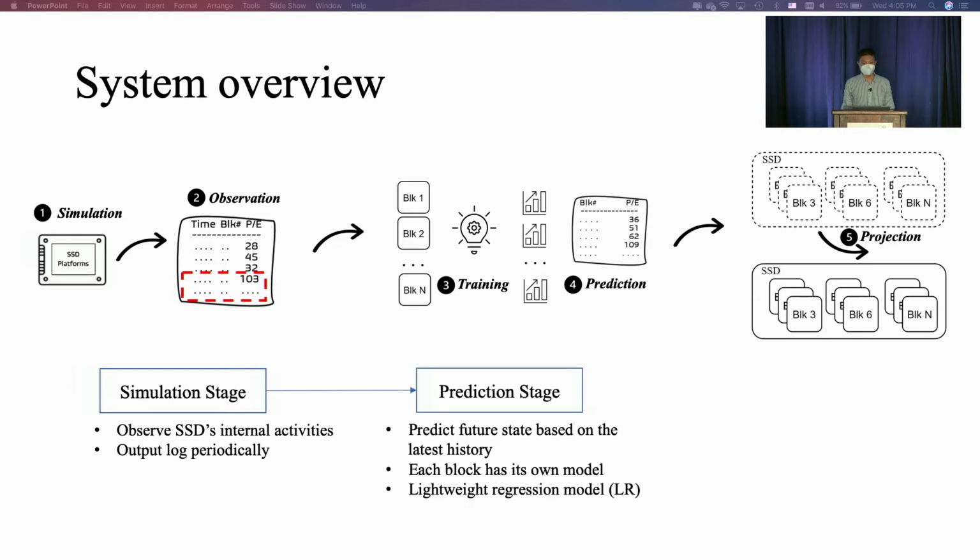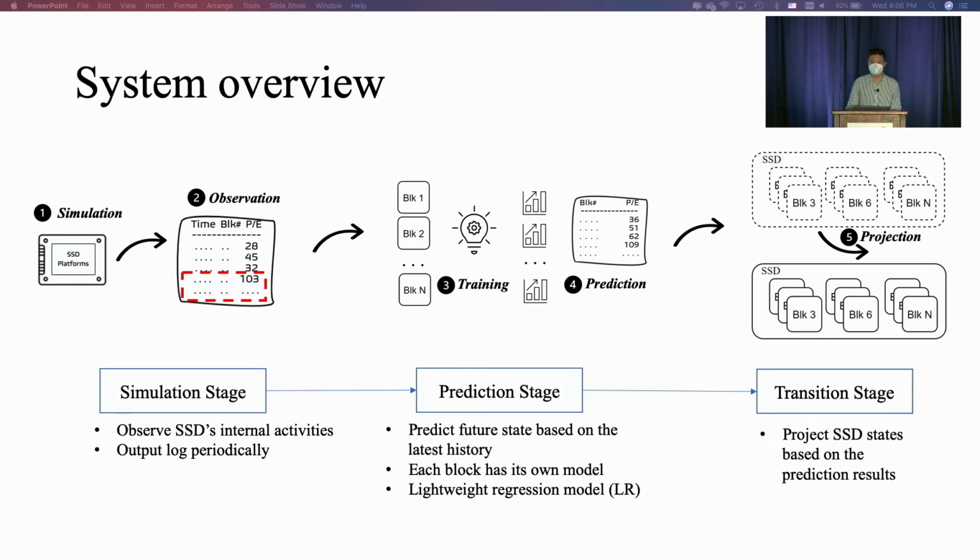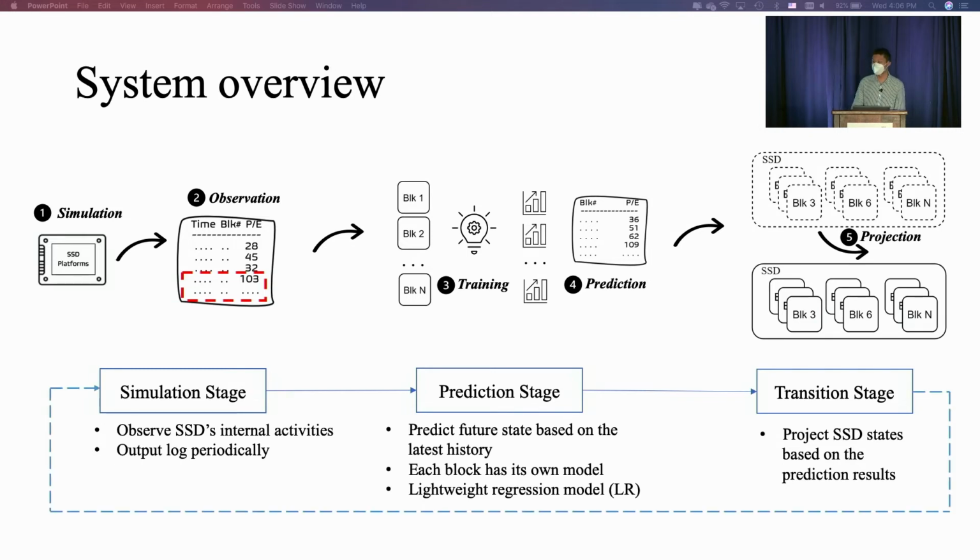Once enough workload has been sampled, we use the gathered data to build a lightweight regression model to predict the future state. Finally, these generated future states are fed back into the simulation, where it will continue to run and sample workloads. And these stages will repeat until the device reaches its desired age.